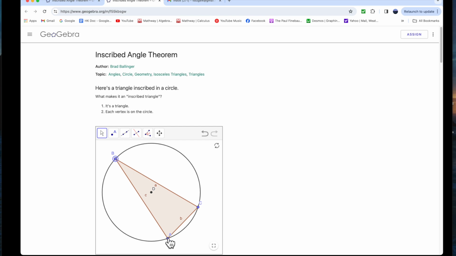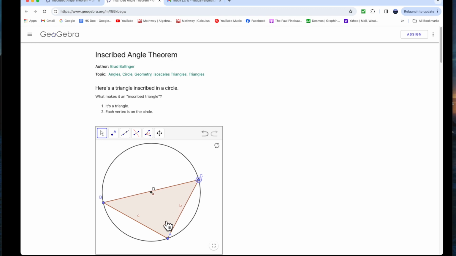So if this arc is less than 180 degrees, that means all of these angles have to be less than 90. Now look what happens when you have an arc greater than 180 degrees. Okay, let me make that clear.